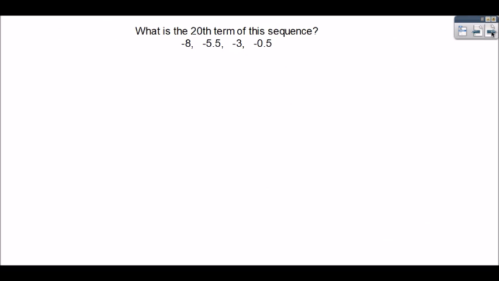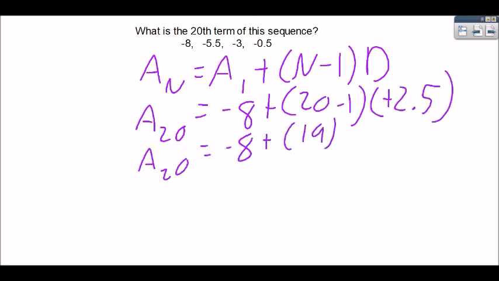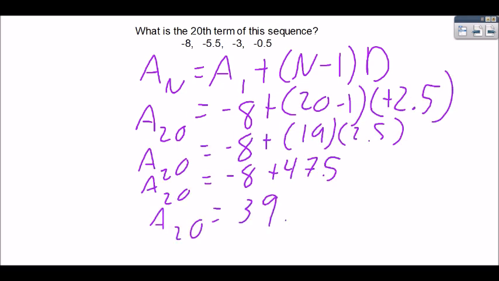All right, what's the 20th term in the sequence? I'm going to write my explicit form equation, and then I'm just going to plug in my values and solve. So the 20th term in this sequence is 39.5. My first term was -8. They wanted us to find the 20th term, so I replaced n with 20. And then my common difference was 2.5, they were adding 2.5 each time.